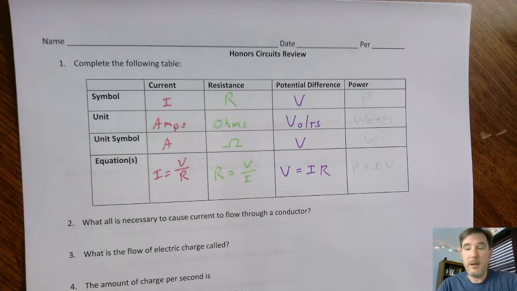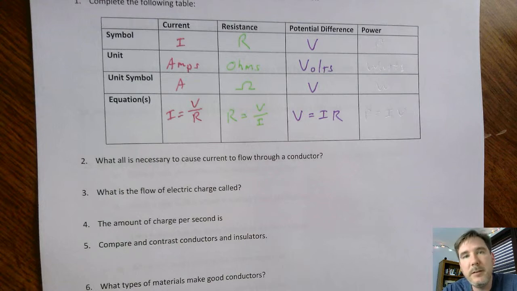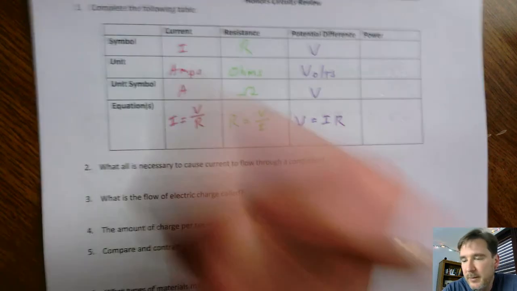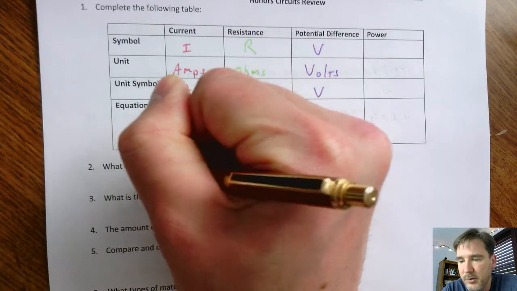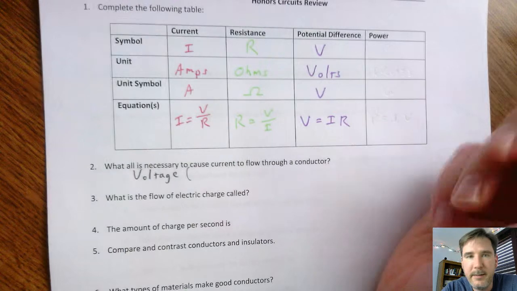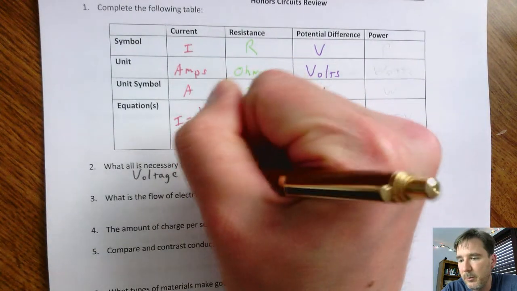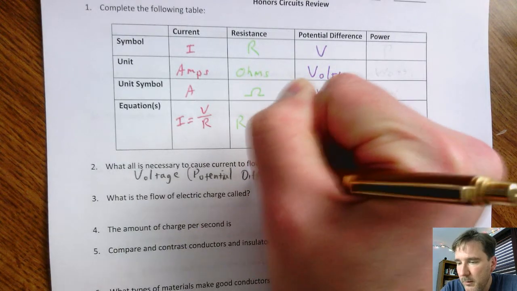Okay, so without further ado, what is necessary to cause a current to flow through a conductor? Well, you need some sort of voltage. I'll write this here. I'm not going to write every single thing. You need that electrical pressure, so voltage, also known as the potential difference.